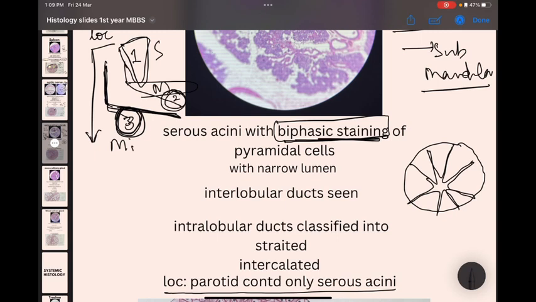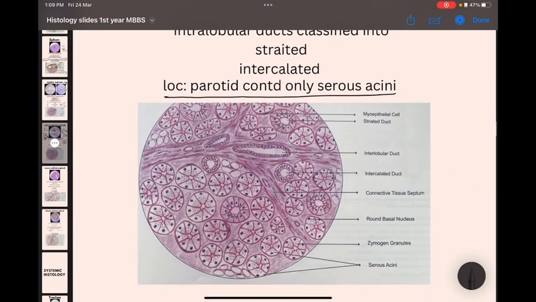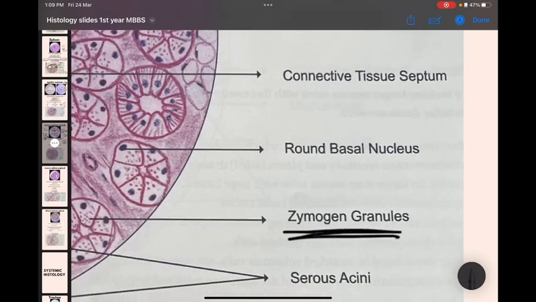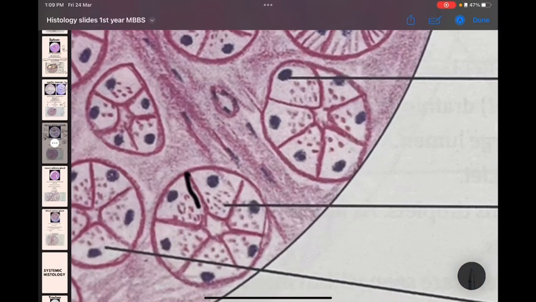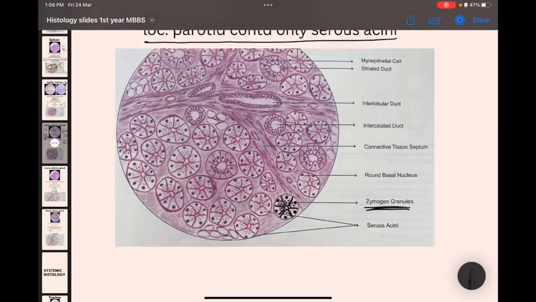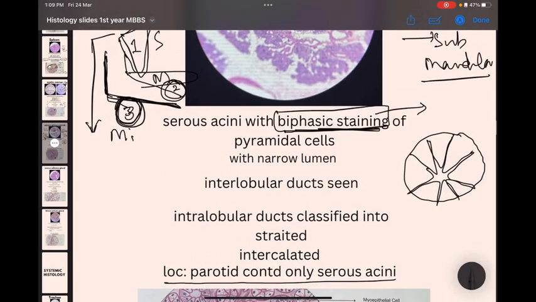And then why is it biphasic staining? Because of zymogen granules. Look at this. These are pyramidal shaped cells, and then we have round basal nucleus, and zymogen granules. You can see the zymogen granules. This is how a serous acini looks.